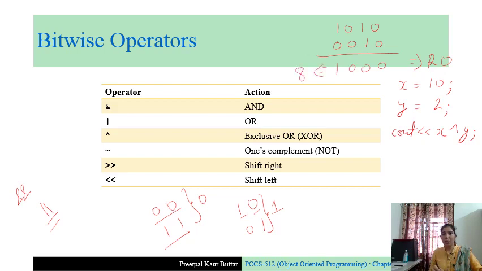Next is ones complement. Ones complement is a unary operator. It operates on a single value. So what will be the result of x complement? x is 1010, x complement will be 0101, that is 5. And the last two operators are shift operators, which we will discuss in detail in the next few slides.